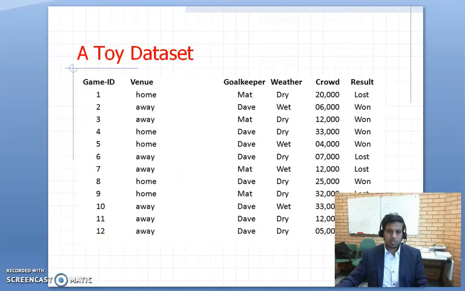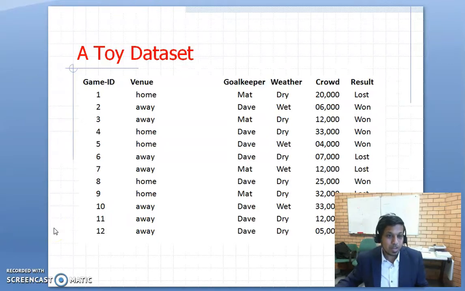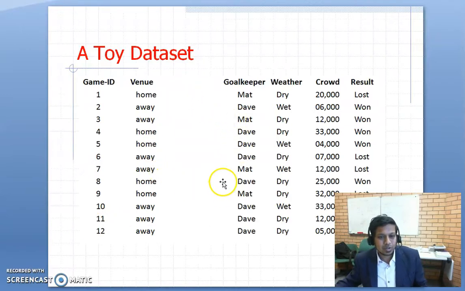Now, the question is, what is a dataset? A dataset is a two-dimensional table. By a dataset, we mean a two-dimensional table like this. Here we are showing an example dataset, and let's assume this is a dataset of a soccer club where you can see there are 12 records or rows. Each record or row is, in this case, storing information about a soccer match.